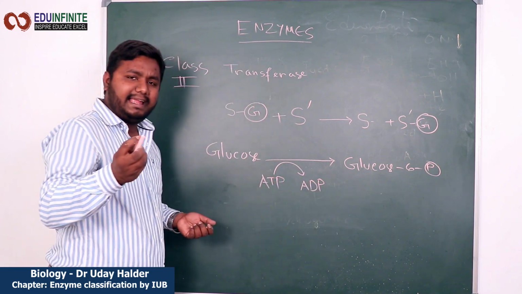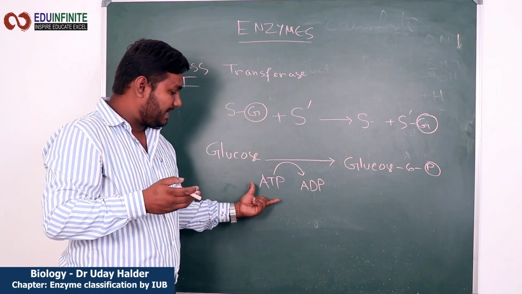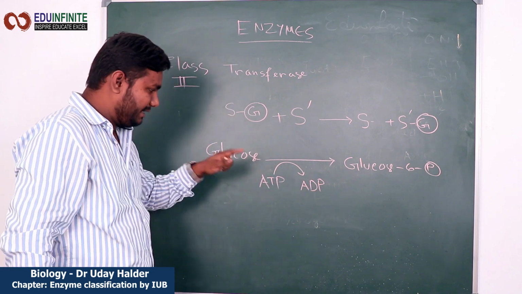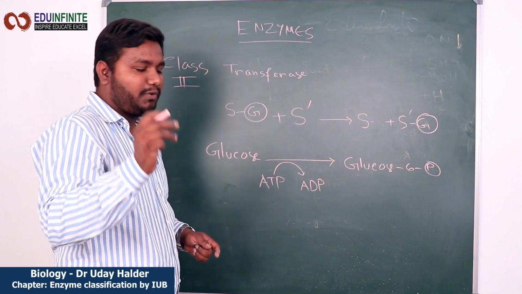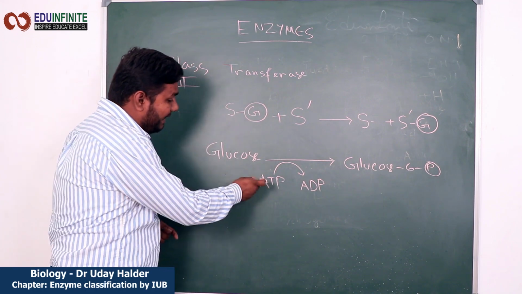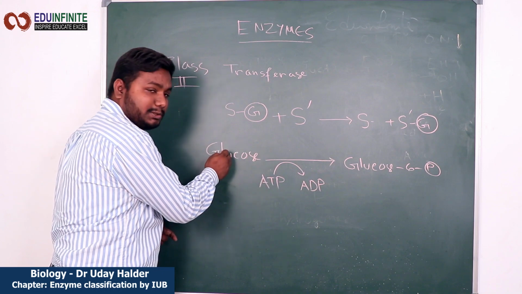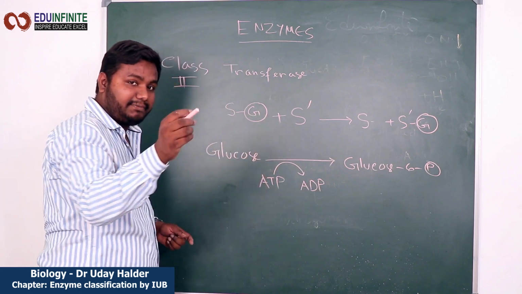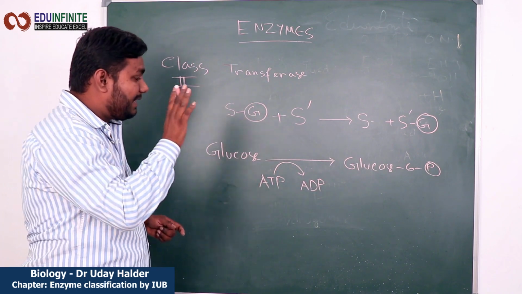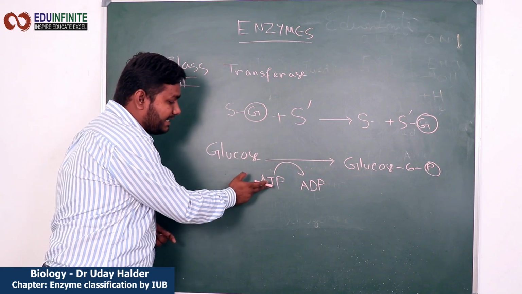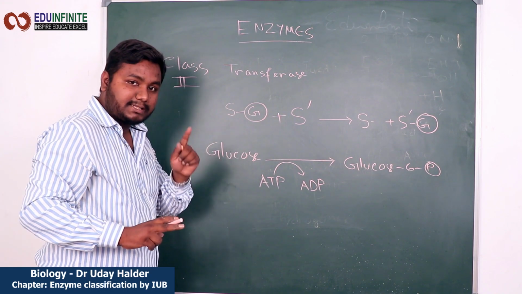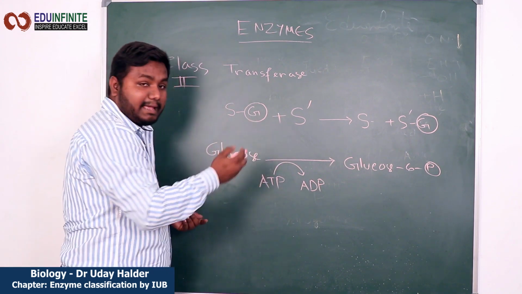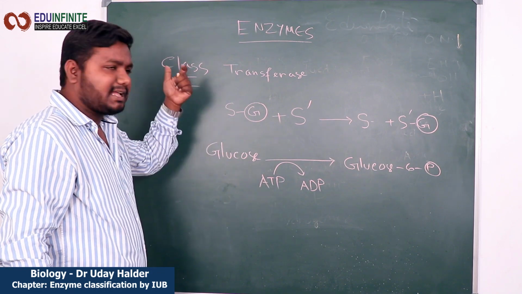You know ATP? ATP is your energy currency. The full expansion of this is adenosine triphosphate, and ADP means adenosine diphosphate, meaning ATP has 3 phosphates in it and ADP has 2 phosphates in it. So ATP is giving 1 phosphate to this glucose, so that glucose becomes glucose 6-phosphate and ATP, triphosphate, becomes diphosphate. So there is a transfer of phosphate from this ATP to glucose. So the enzyme acting here is a kind of transferase enzyme.